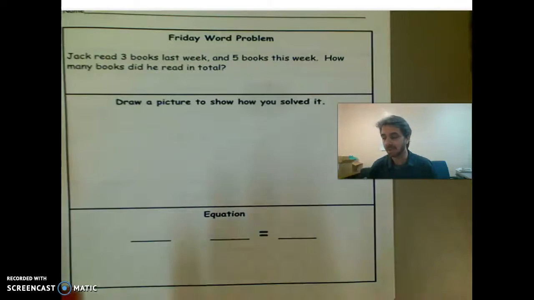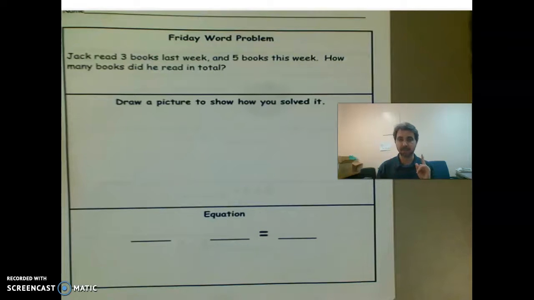Let's take a look at our word problem. I would like you to read along with me as I read it. And remember, what is it we're supposed to be doing while we're reading the word problem? The same thing you should be doing when you're reading a book: you want to be visualizing in your head, getting like a movie or a picture of what's happening. So without further ado, let's begin.